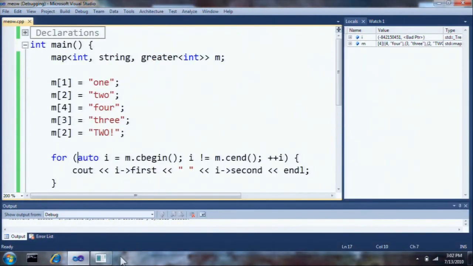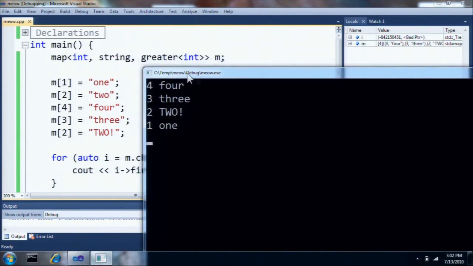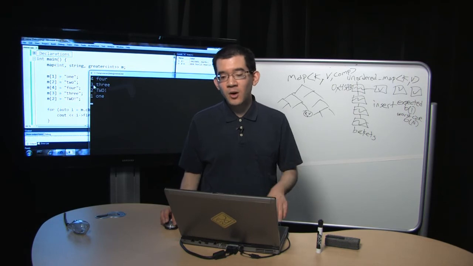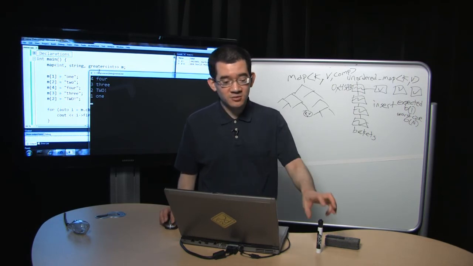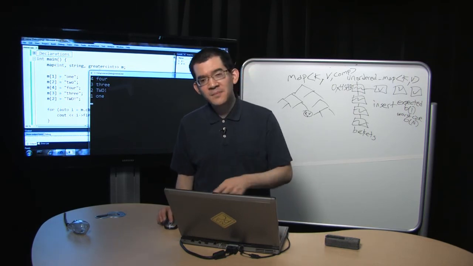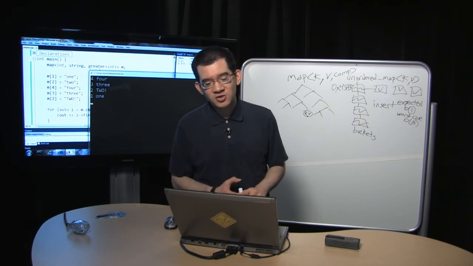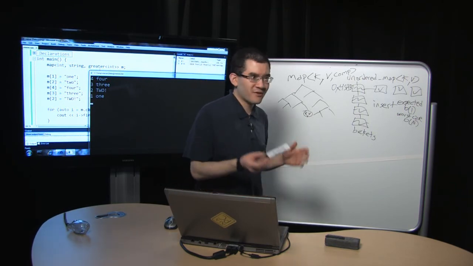So you can see here that exactly the same code, all that I've done is change the comparator, and now they're getting printed out in the order 4, 3, 2, 1 because the comparator greater int has been used. So customizing a map is very easy. It's usually quite easy to write a less than comparator for whatever your element type may be.